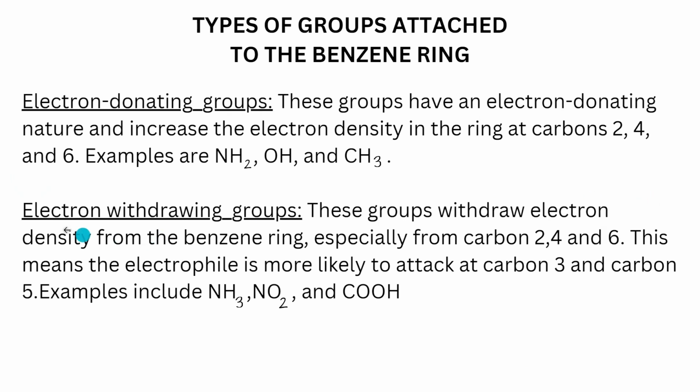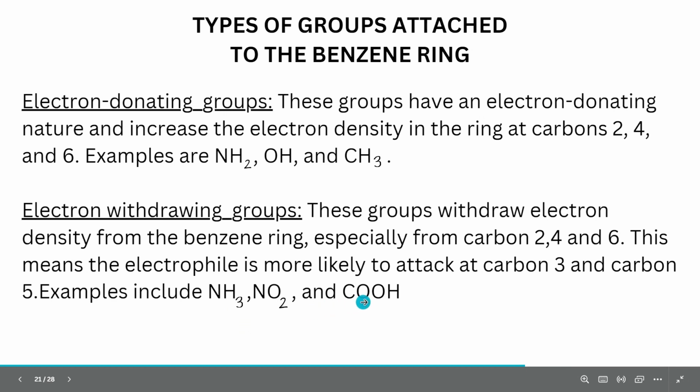Now, electron withdrawing groups act in an opposite way to electron donating groups. These groups withdraw electron density from the benzene ring, especially from carbon 2, 4, and 6. This means the electrophile is more likely to attack at carbon 3 and carbon 5 because there's more electron cloud there. Since the electron cloud has been withdrawn from carbon 2, 4, and 6, it has been left, you can say, at carbon 3 and carbon 5. So those areas are now more attractive to the electrophile. Examples include groups like NH3, NO2, and COOH.